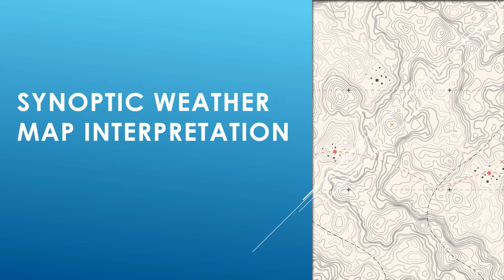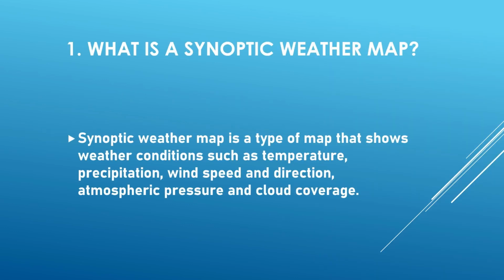So today we are going to discuss synoptic weather map interpretation. So here we are interpreting the synoptic weather map. We will start by explaining what a synoptic weather map is. A synoptic weather map is a map that shows the weather conditions such as the temperature, precipitation, wind speed and direction, atmospheric pressure, and also cloud coverage. So all those are weather conditions that the synoptic weather map shows.